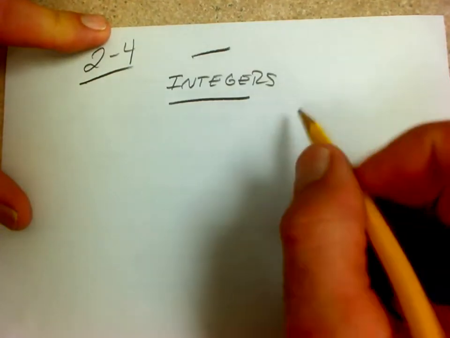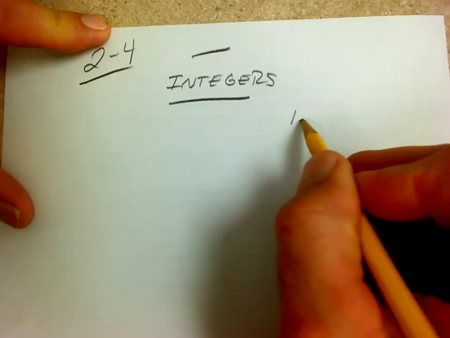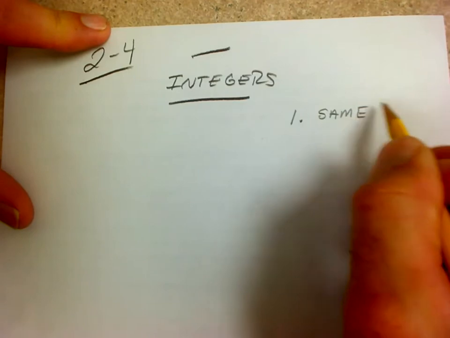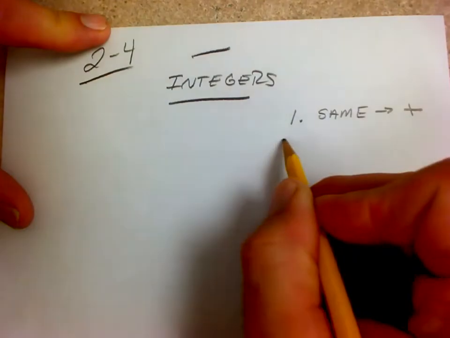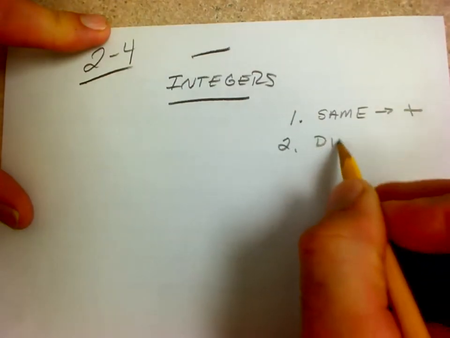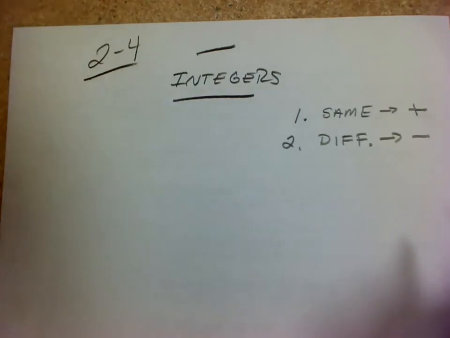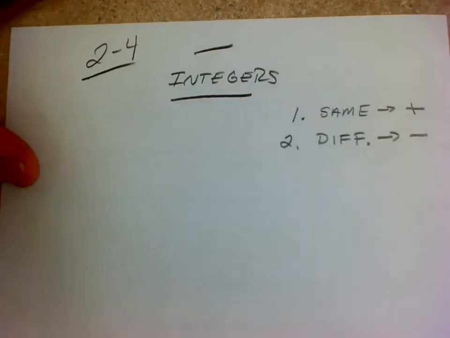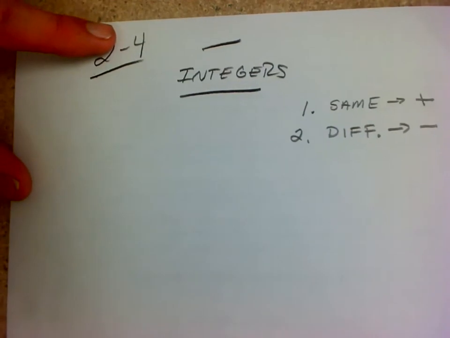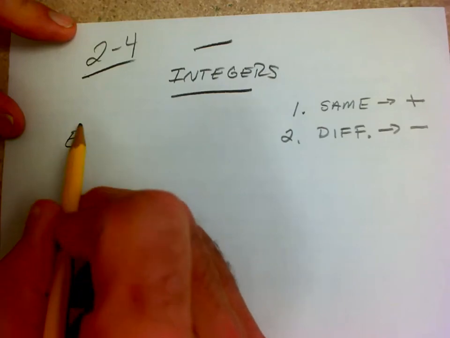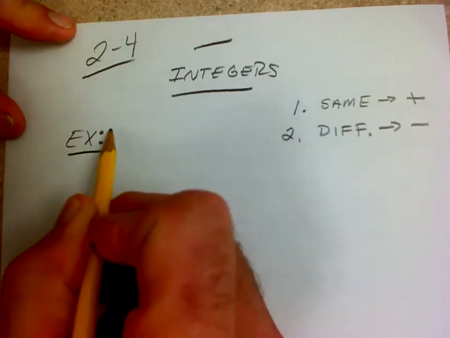All right, so rule number one we said was if our signs are the same, we're going to add. And if our signs are different, we're going to subtract. Those were the two guidelines we came up with for addition, and they carry right over into subtraction. So it works out real nice. Okay, so just a few examples. That's all we'll need today.